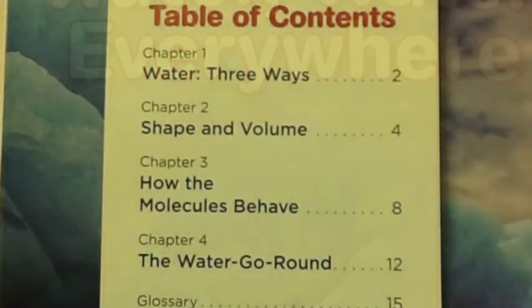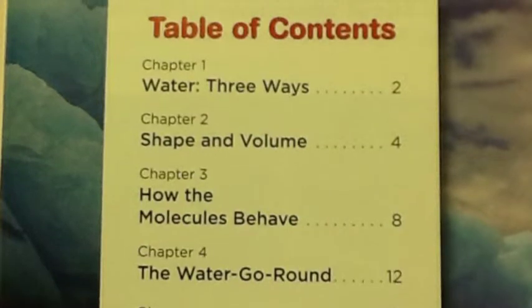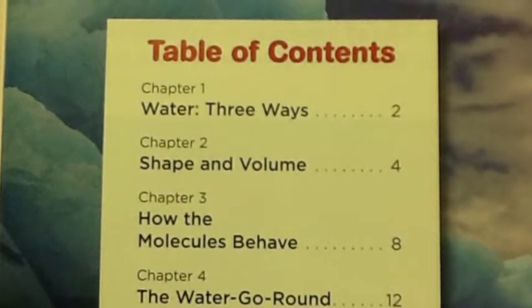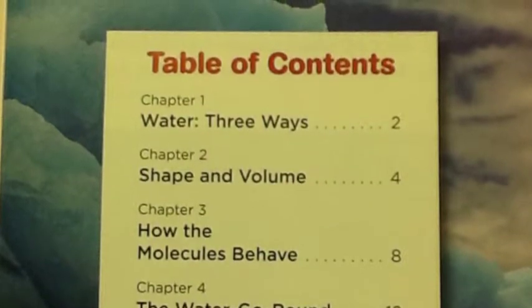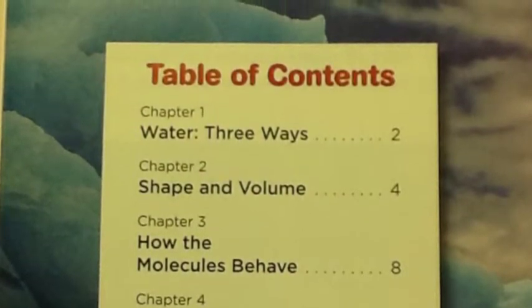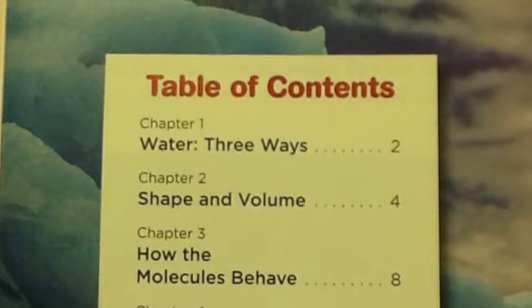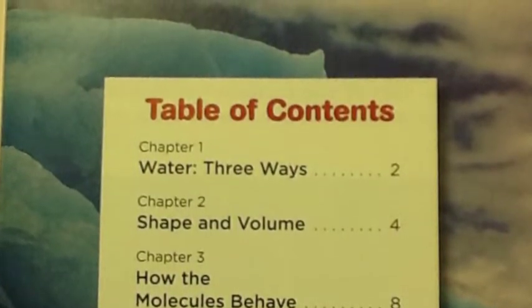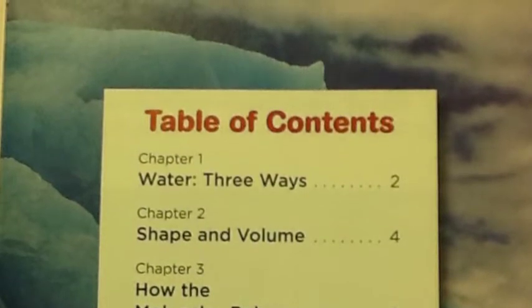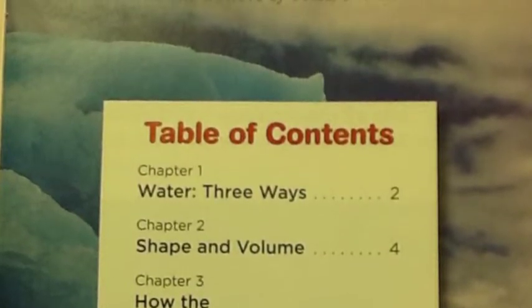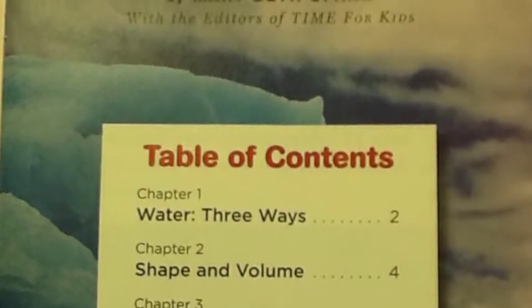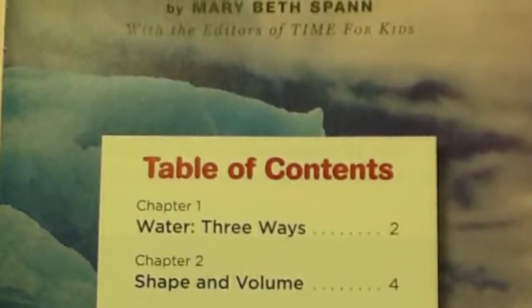If you notice, the first sentence on there says, here's a riddle. What can be hard and sparkly as glass, or soft and wet as a summer shower, or almost invisible? If you guessed water, then you are right. Ice is hard, rainwater is wet, steam is almost invisible. Like all matter, water has 3 states or forms. These states of water are solid, liquid, and gas.